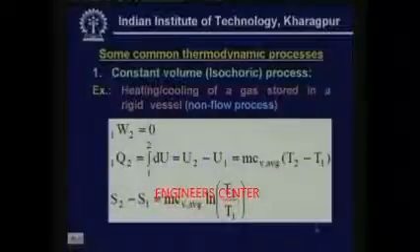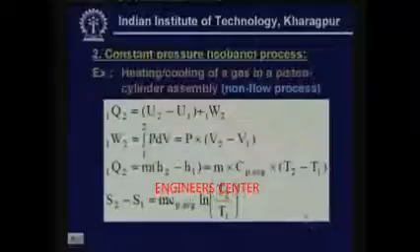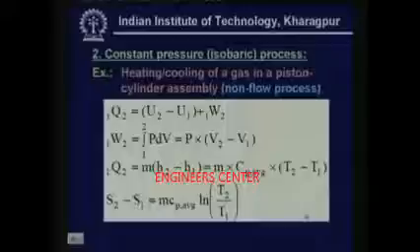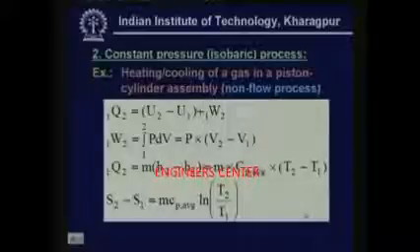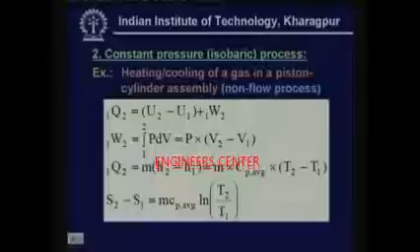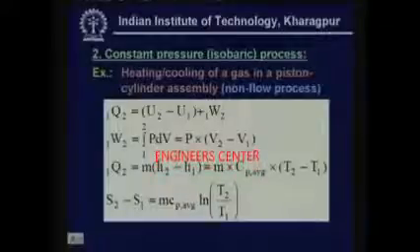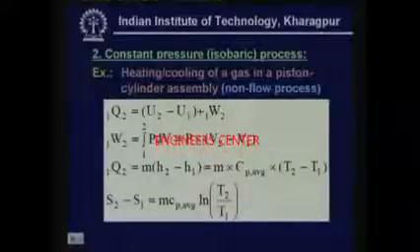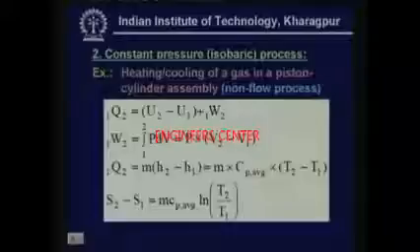Now let us look at another simple process that's known as the constant pressure or isobaric process. The iso here stands for constant. That means whenever we say iso something, some property is remaining constant. So in an isobaric process, the pressure remains constant. And here let us again take the example of a non-flow process. We are heating or cooling a gas which is contained in a piston cylinder assembly.